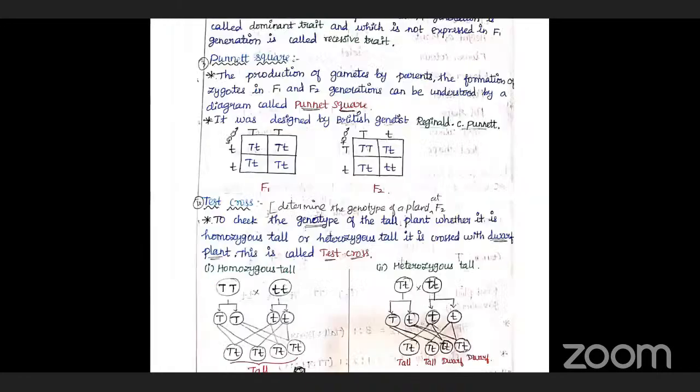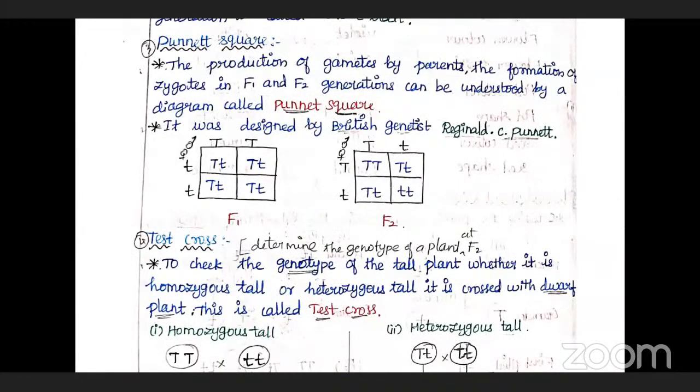The next one is the Punnett square. Punnett square means the gamete production and zygote formation is explained by a diagram. It is also known as a checkerboard. Why is it called a Punnett square? The checkerboard diagram was designed by Reginald C. Punnett. That is also an important question. Reginald C. Punnett designed the checkerboard, the diagram method. That's why it is called a Punnett square.